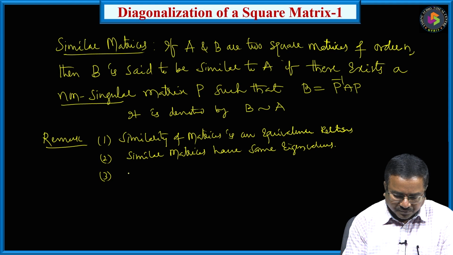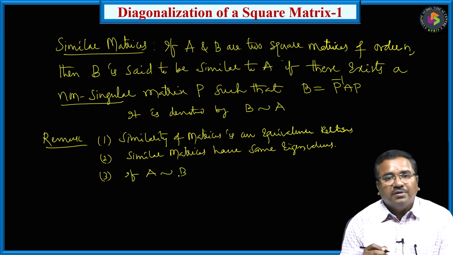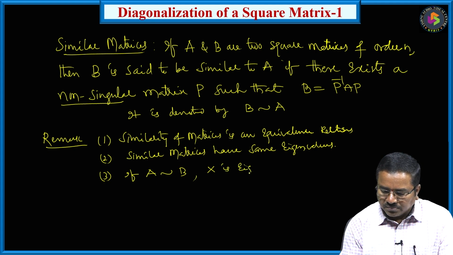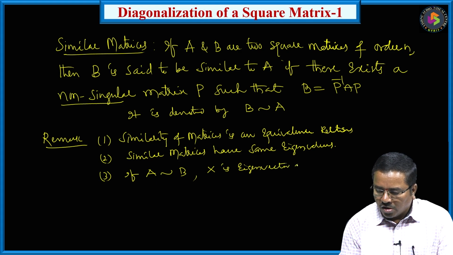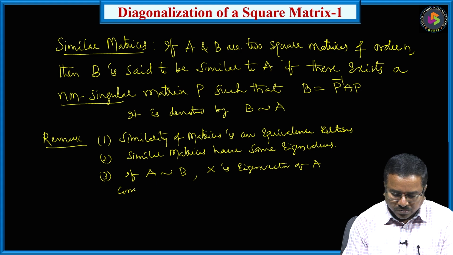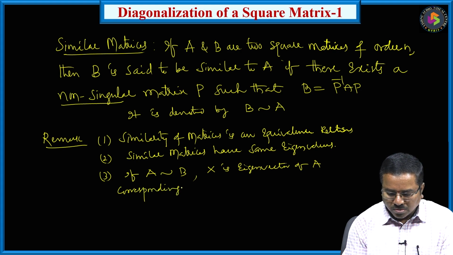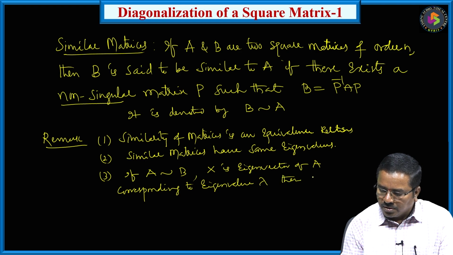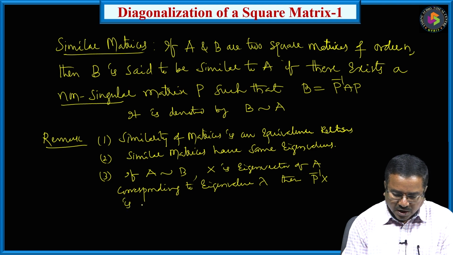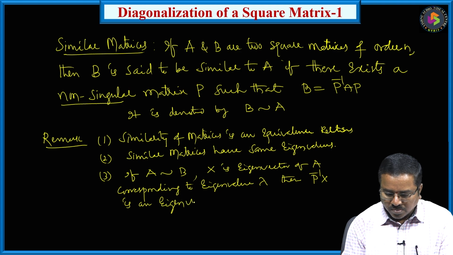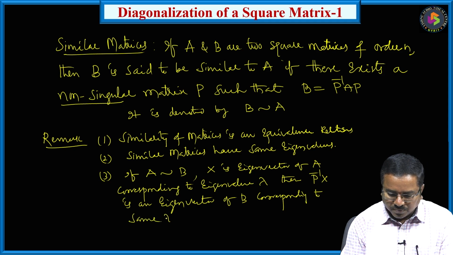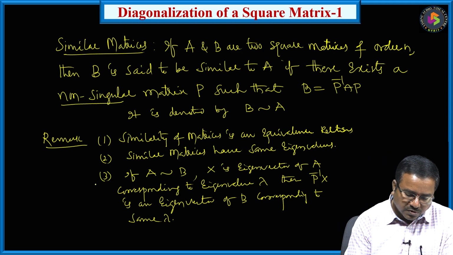And one more property: if A is similar to B, meaning these two are similar matrices, and if X is an eigenvector of A corresponding to eigenvalue lambda, then P inverse X is an eigenvector of B corresponding to the same eigenvalue lambda.